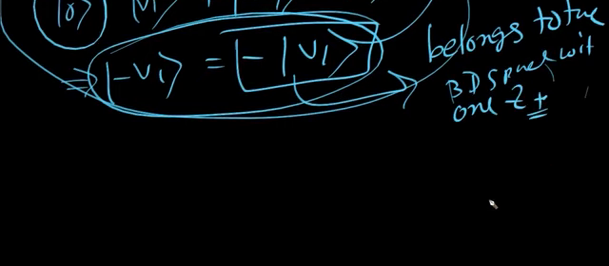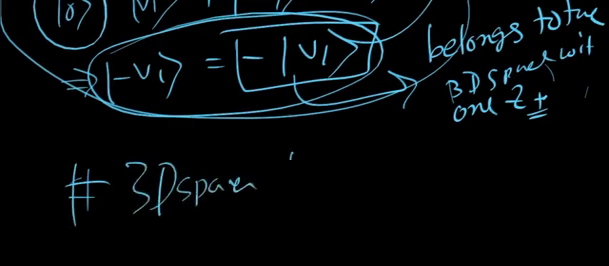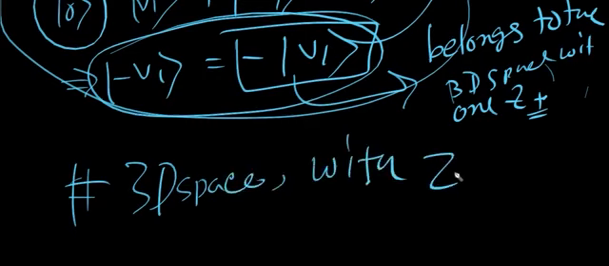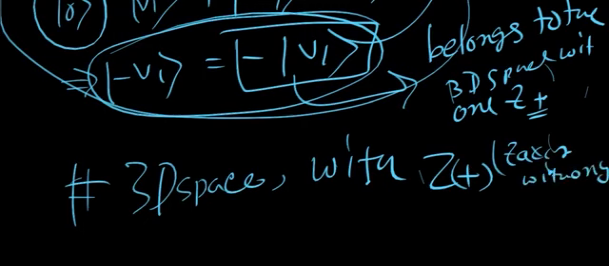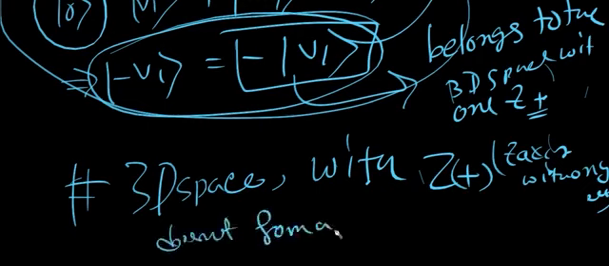And this counter example proves that 3D space, also sometimes written like this, but let's just ignore that, with z-axis plus. Don't confuse it with the set of positive integers, because sometimes z plus is used to denote the set of positive integers. So that is the z-axis with only plus direction or positive direction, does not form a vector space.